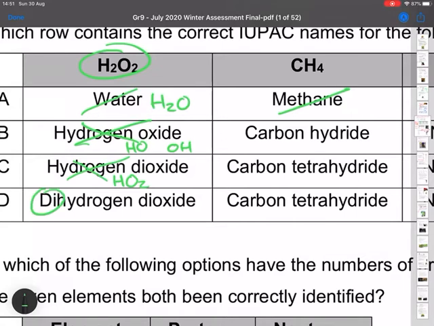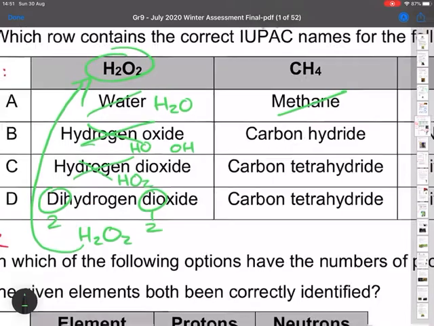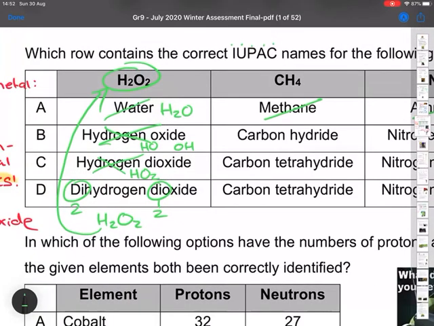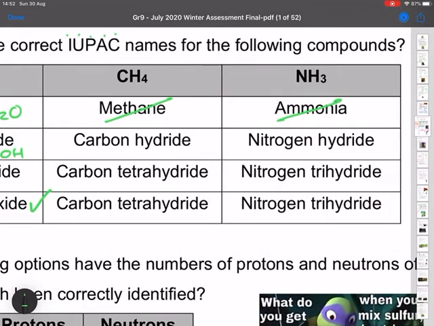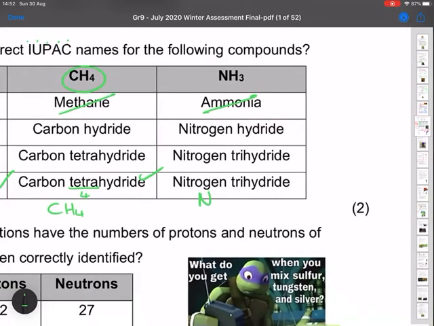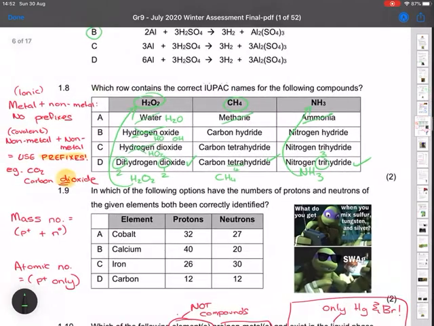Dihydrogen, remember di means 2, di means 2, so you've got dihydrogen, so 2 hydrogens, dioxide, 2 oxygens, so H2O2, and that is what you were given. So for the H2O2, option D is right, but you need to check the others too. Carbon tetrahydride, tetra means 4, so you've got 1 carbon and 4 hydrogens. That's what you were given, so that is right. Nitrogen trihydride, 1 nitrogen, tri means 3 hydrogens, so NH3, that's what you were given. So option D is correct for this.